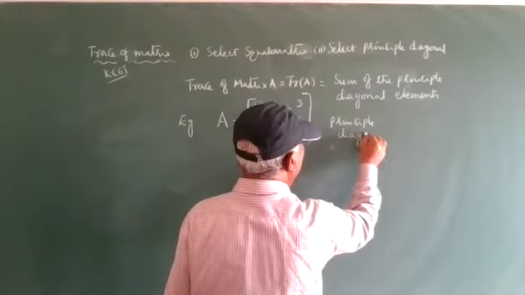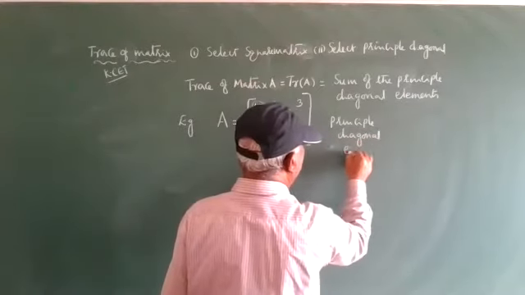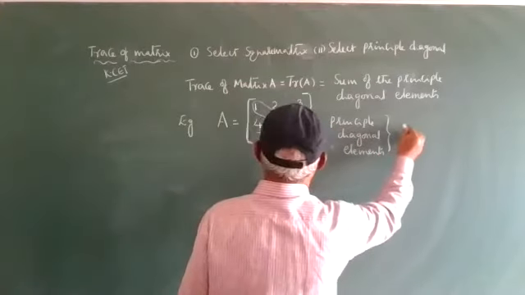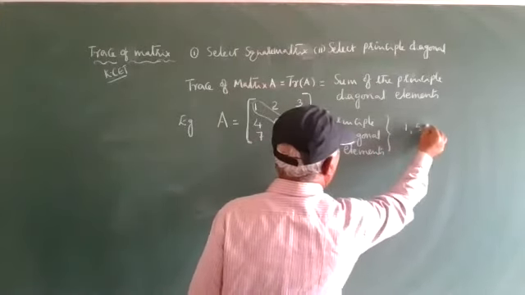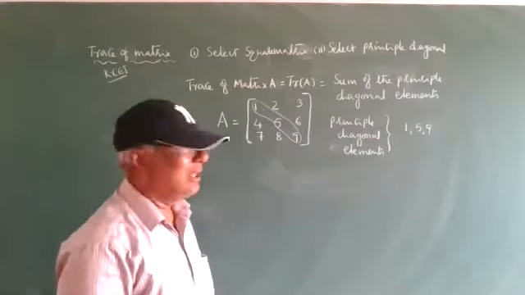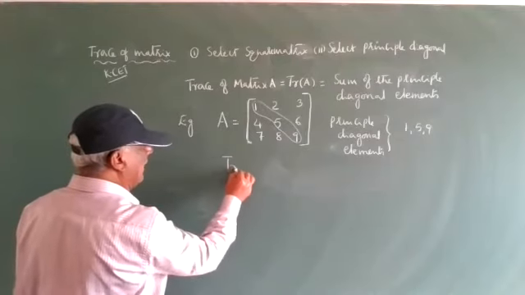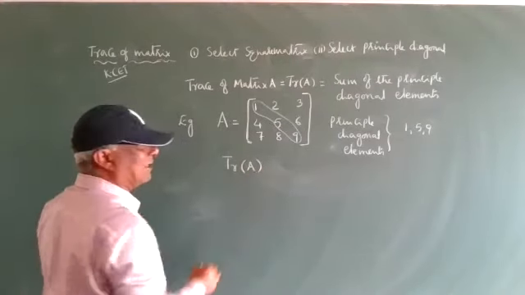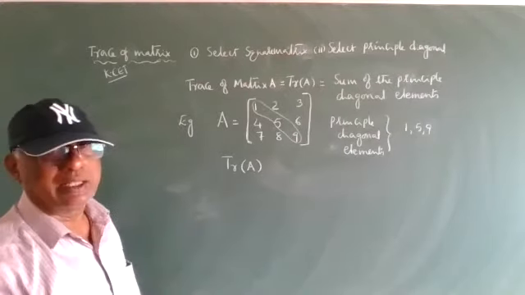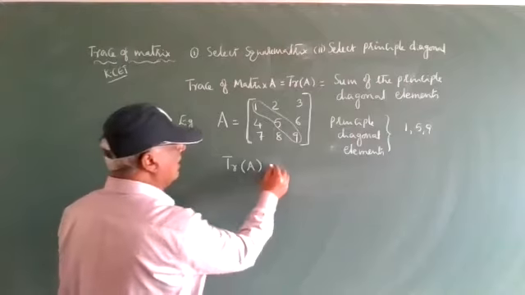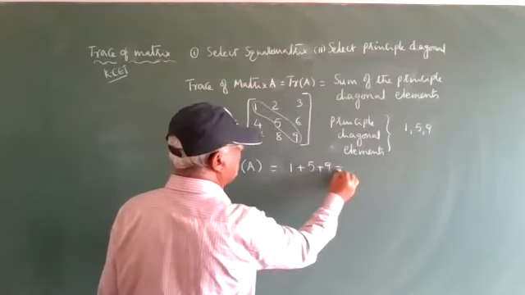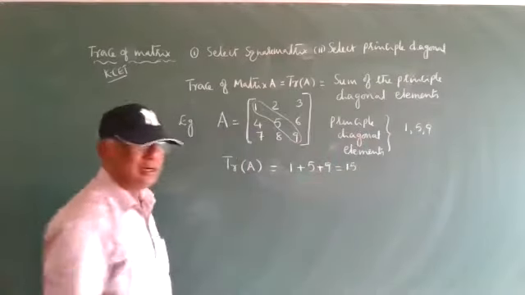What are the principal diagonal elements here? What are the principal diagonal elements, Samar? So 1, 5, 9 are the principal diagonal elements. Is it clear? So trace of A, trace of bracket A, means the trace of the matrix A; A is the symbol of the matrix. Now add 1 plus 5 plus 9. Its answer is 15. Finish.